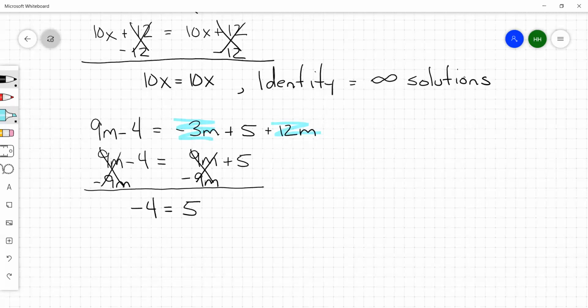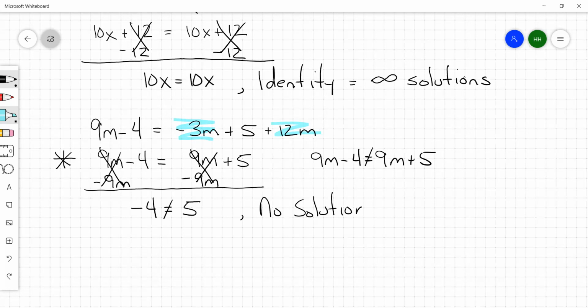When you get to that step in an equation, or this step right here, where you had 9m minus 4 equals 9m plus 5, that doesn't work, does it? That can never be equal. And when you see either of those things happening in a problem, you can stop and write no solution. There's nothing you can substitute for m to make this equation true.